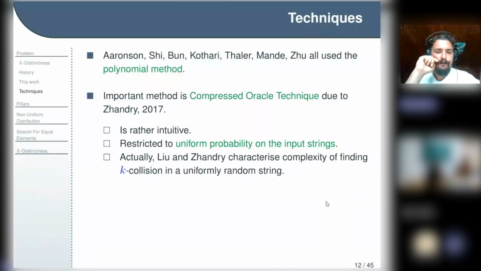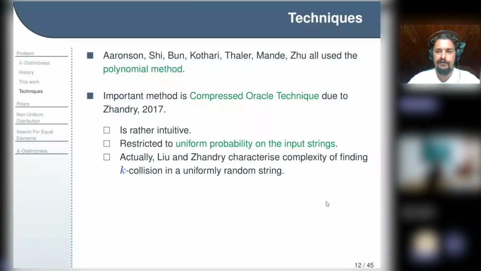Another important lower bound method, which was not applied to this problem, at least in the form I stated it, is the compressed oracle technique, which is a famous technique due to Zhandry from 2017. Okay, so this technique is rather intuitive. But it has a restriction that, in the original form, it's restricted to uniform probability on the input string. So you can prove lower bounds on the average complexity, assuming that your input comes from a uniformly random input string. There was some follow-up work which somewhat relaxed this condition.